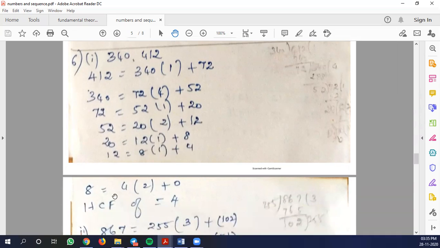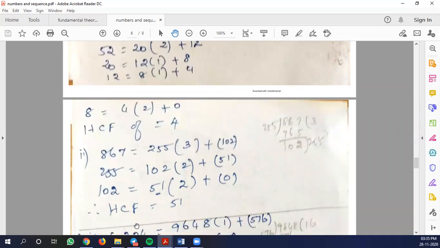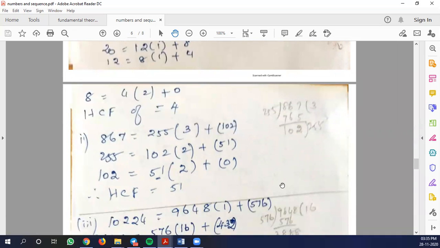Now we take 8 and 4. 4 2s are 8, okay, the remainder is 0. So the HCF is 4. Take the second sum, 867 and 255. Again, by Euclid's division algorithm, first you take 867 and 255.